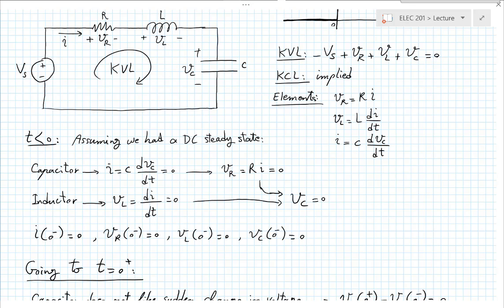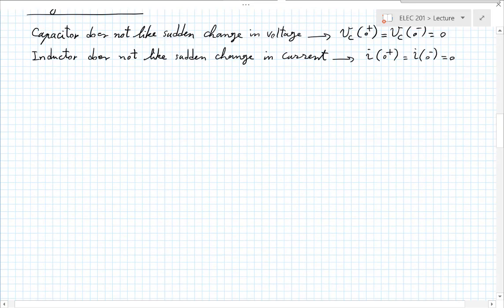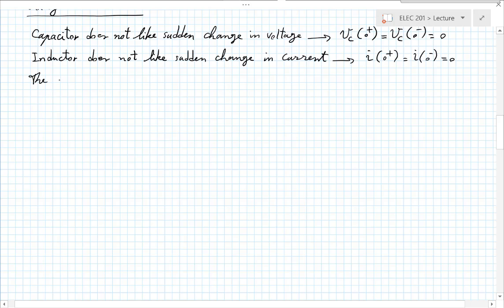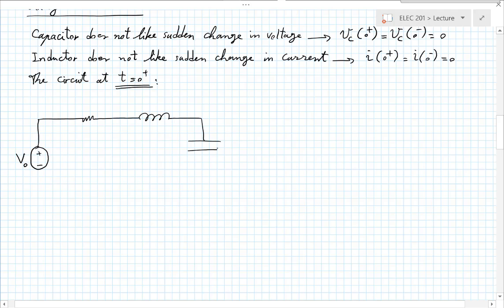Now, if you consider the circuit at time 0 plus, then we know that there is no current going through the circuit. So let me actually draw it. So the circuit at 0 plus, at t equals 0 plus, only for that time. I'm redrawing the circuit. The value of the input has jumped to V naught. I have a resistor here, an inductor here, and a capacitor here.